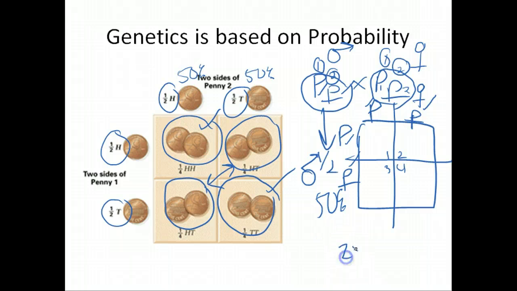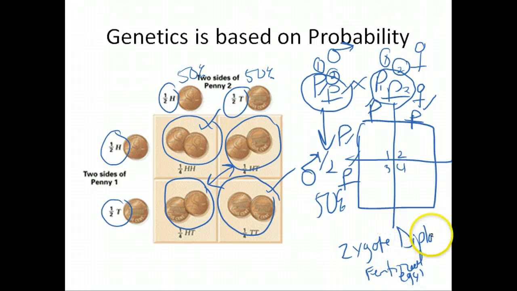So what we're seeing inside these boxes, 1, 2, 3, and 4, is the creation of a zygote. Remember, zygotes are fertilized eggs, and they're diploid, meaning they have two sets of chromosomes, one set from mom, one set from dad. So for zygote number 1, I'm going to bring this P in from dad and this big P in from mom, so two big P's. That organism's going to get this genotype.